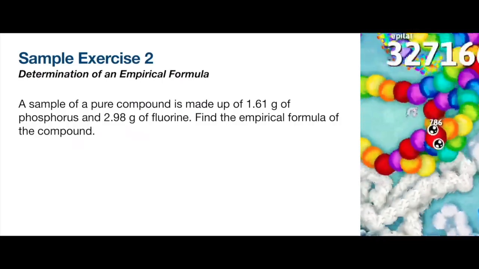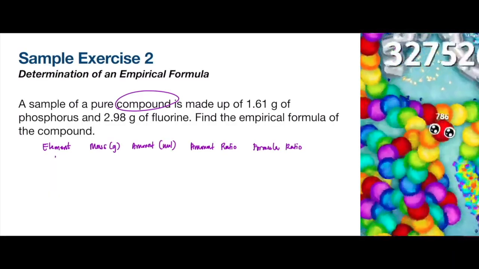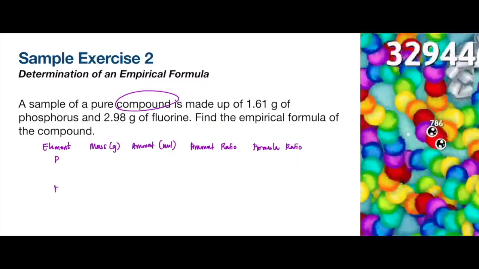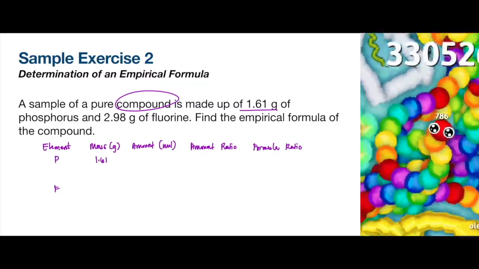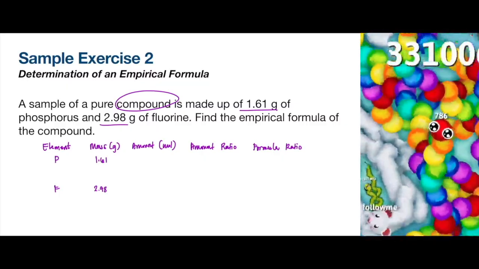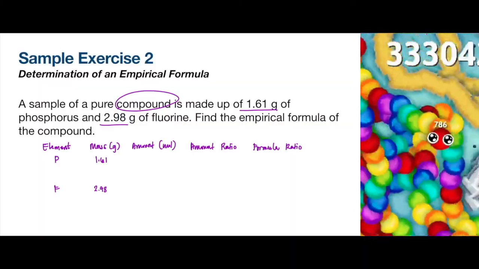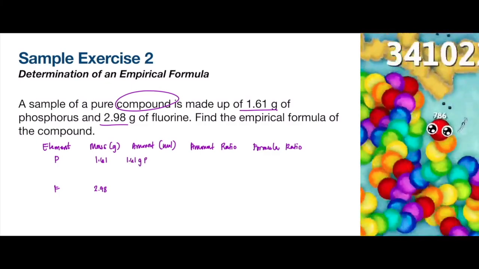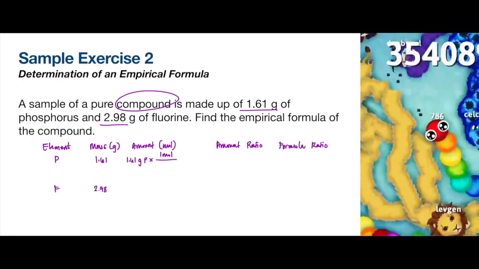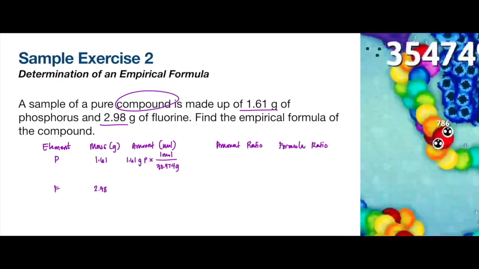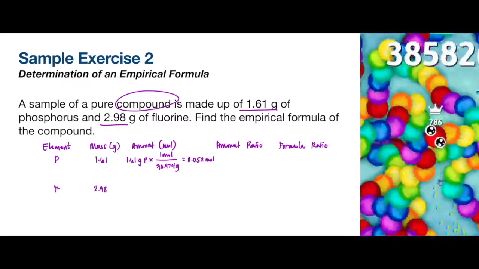So let's prepare our table. From the problem, we can see that the compound is made up of phosphorus, P, and fluorine, F. The mass of phosphorus is 1.61 grams, and the mass of fluorine is 2.98 grams. The next step is to convert the mass in grams into moles. So for 1.61 grams of phosphorus, we multiply by the conversion factor 1 mole over 30.974 grams of phosphorus, and that is equal to 0.052 moles of phosphorus.